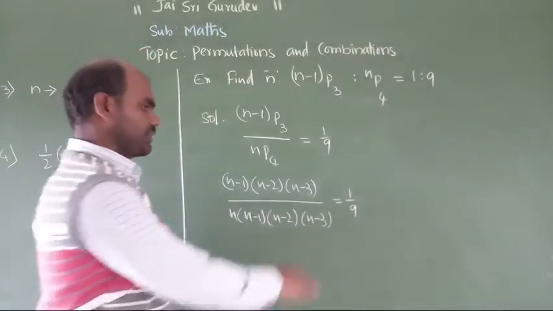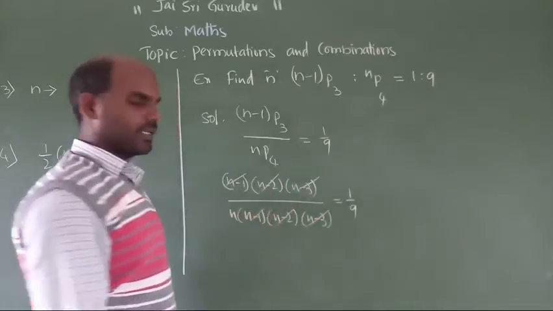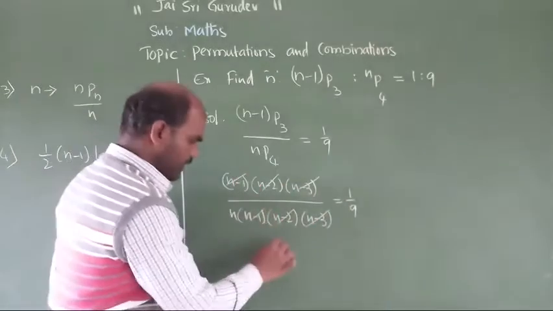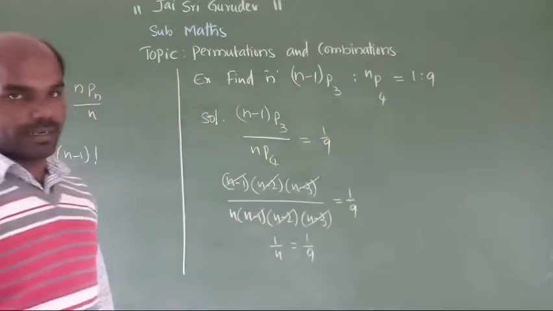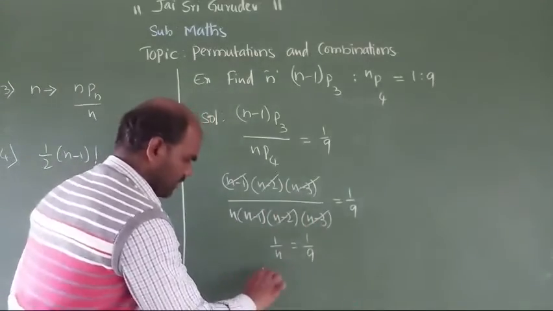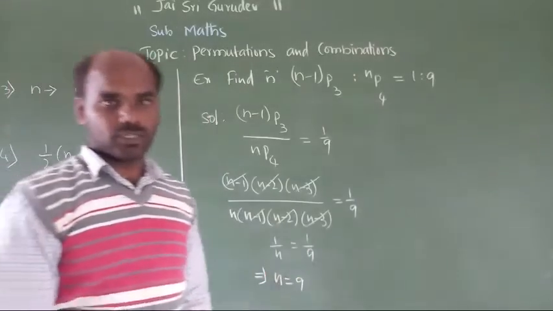Here you have to cancel the common terms, children: n minus 1, n minus 2, n minus 3. In the numerator we have 1, so 1 by n is equal to 1 by 9. By cross multiplication, n is equal to 9. You should understand now.